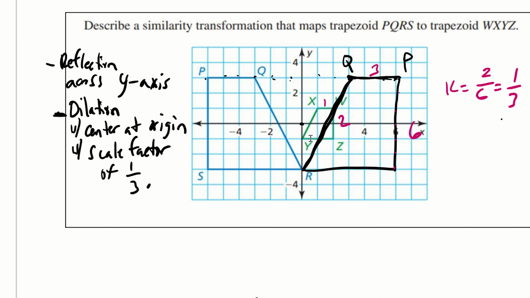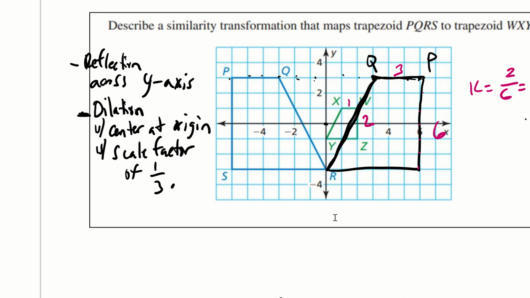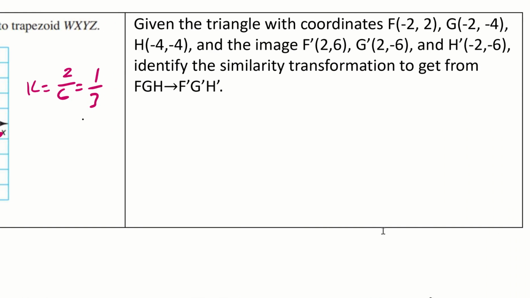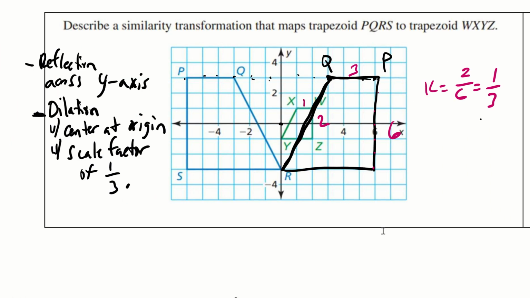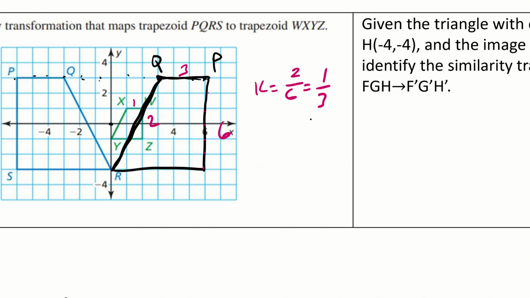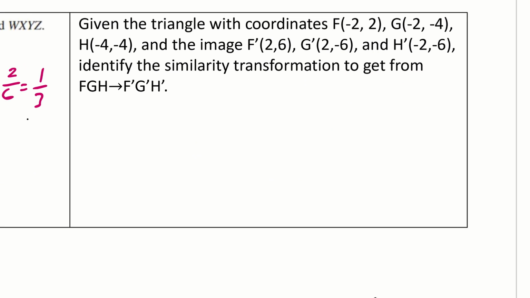Okay, so this is the similarity transformation. It is going to make it so that the blue maps onto the green. That's what we mean by similarity transformation. It consists of a rigid motion and a dilation in this case.